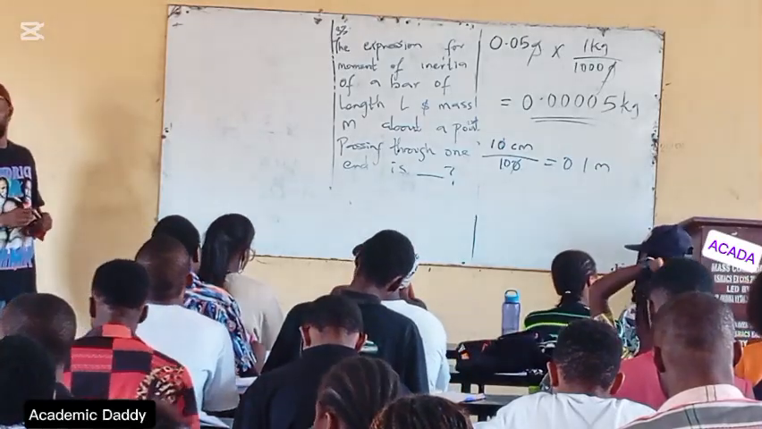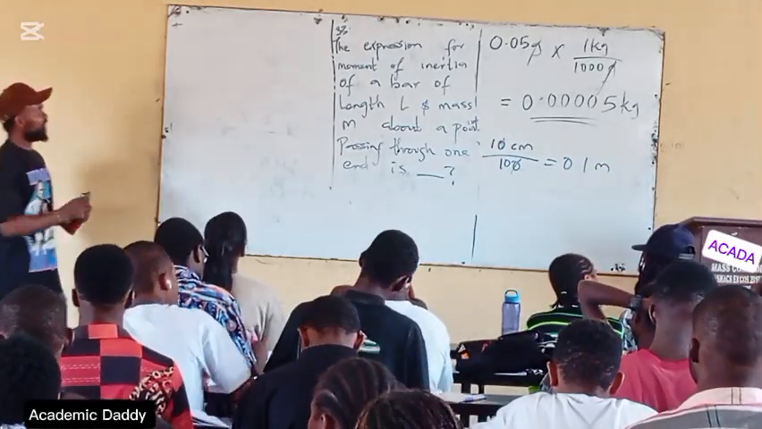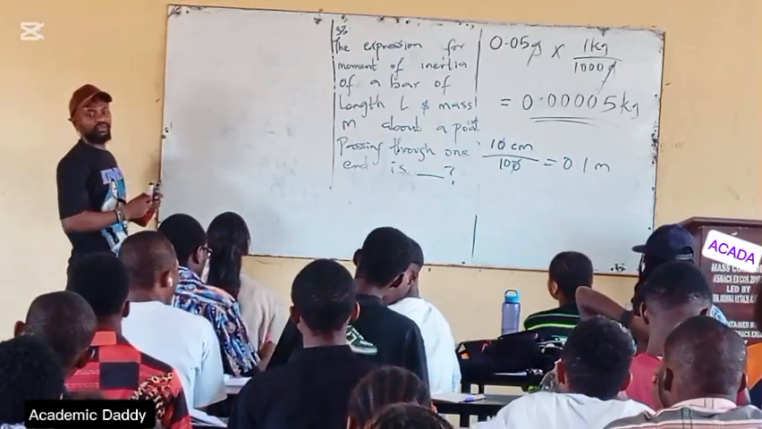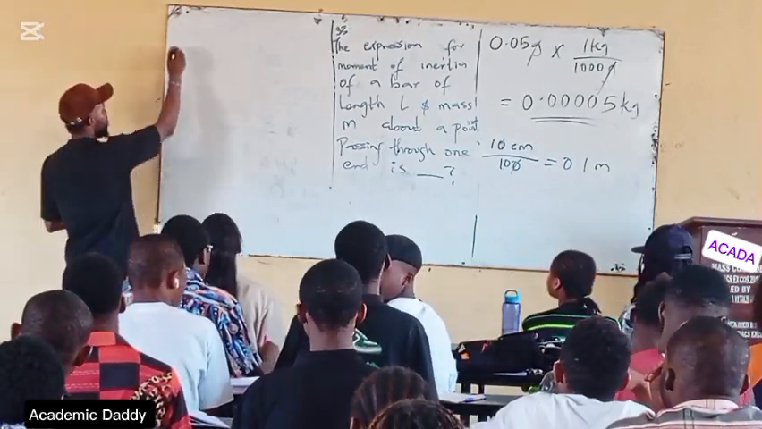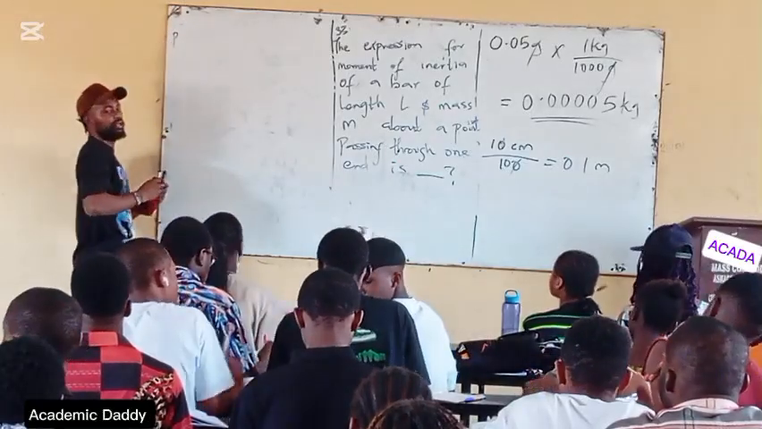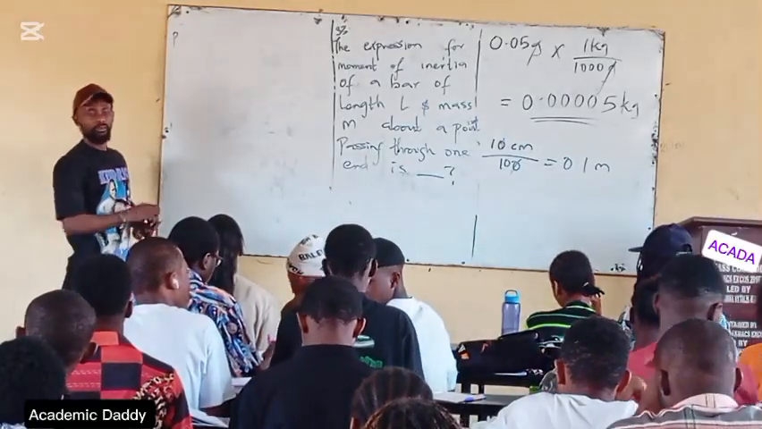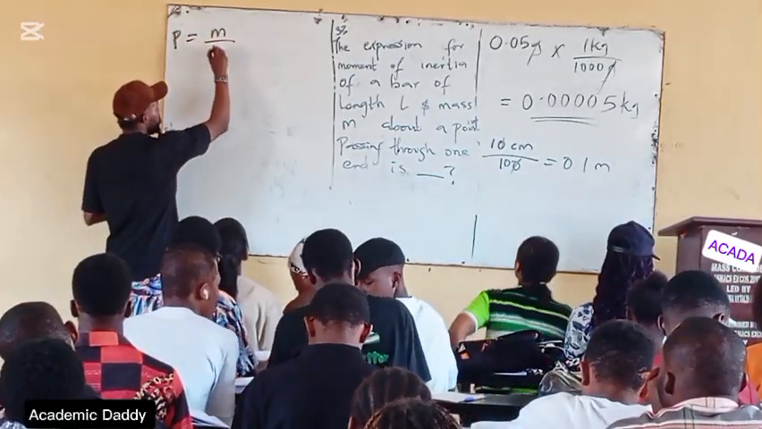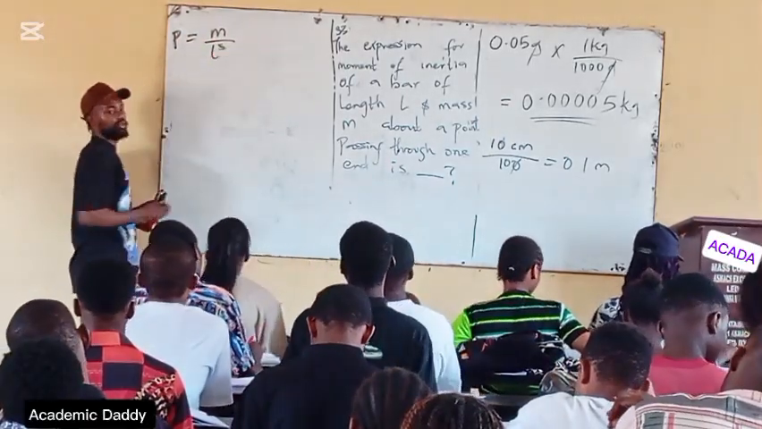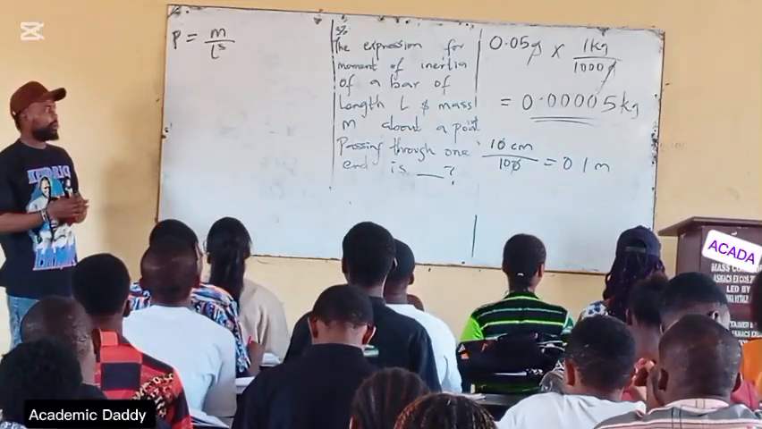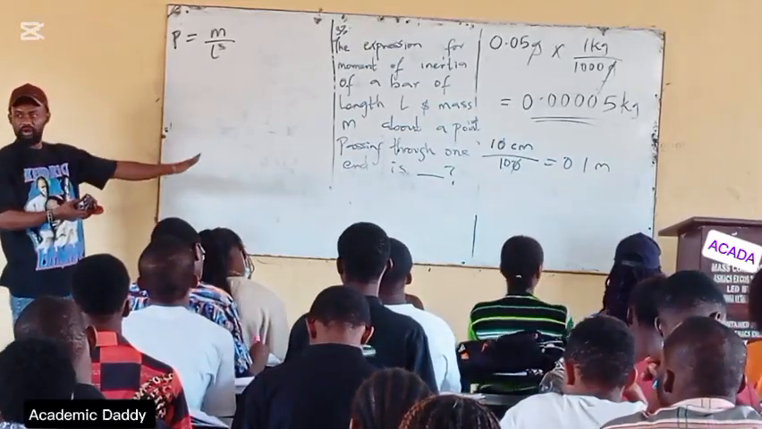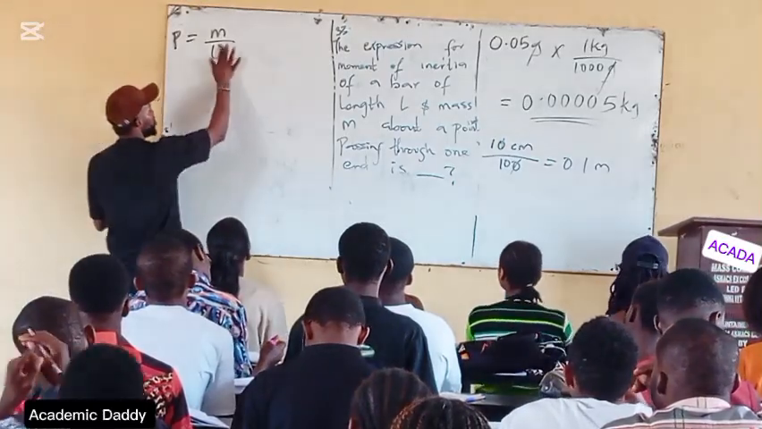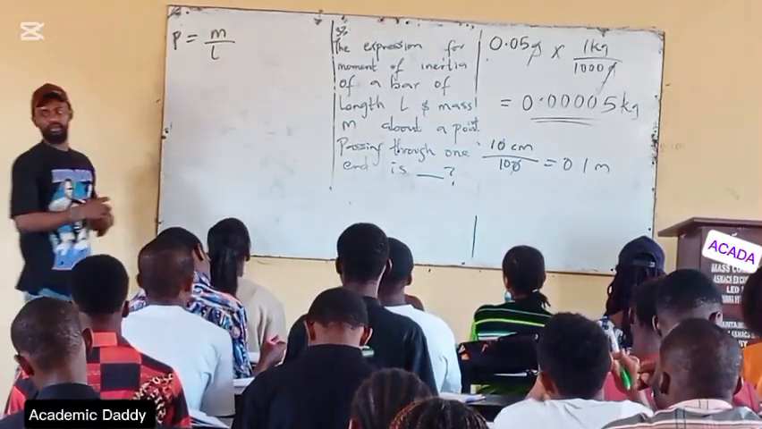When I see this, I know that first of all, density. What's the formula for density? Mass over volume. So I can represent density with mass over volume, which is meter cube. Is it not true? But when we are talking about a bar of length, we say that it's in just one dimension, so we just use L.